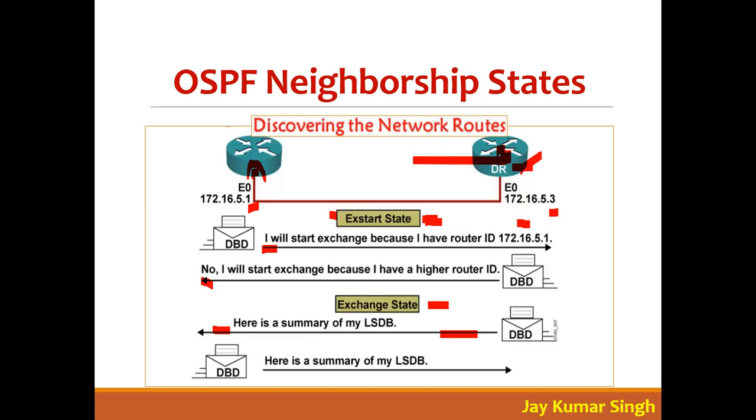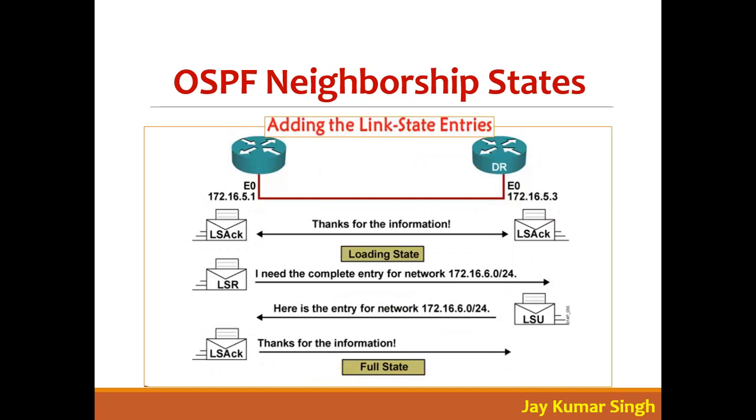Okay, once he receives it, then the slave is also exchanging his own database with the master. He's saying, okay, here is my summary of LSDB. Once they exchange the database, then they will exchange the LSAC. Both routers have exchanged, so he exchanged his own database, the slave also exchanged his own database. Then they will acknowledge both. He will acknowledge him and he will acknowledge him.